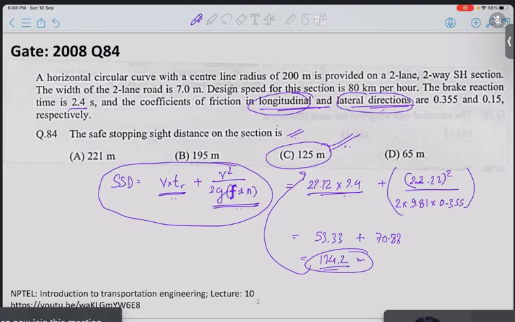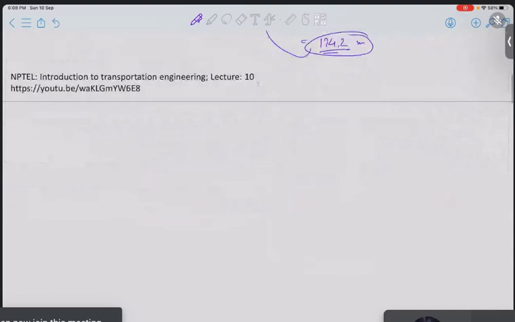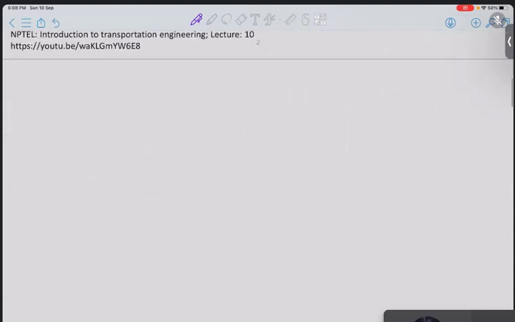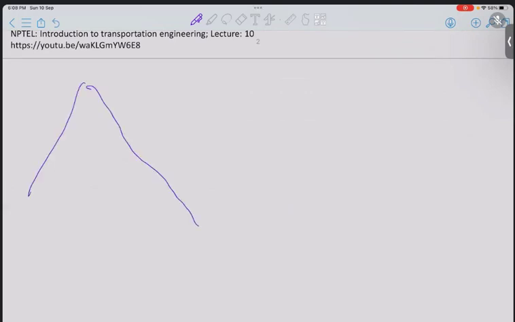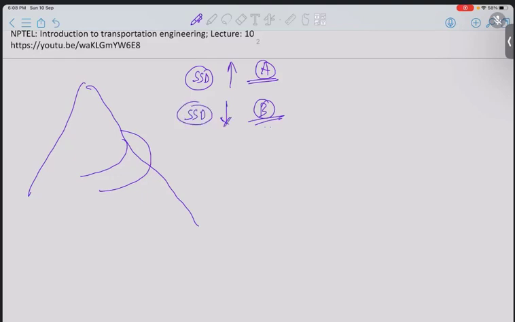So if you don't have any questions, my question to you is, let's say the same curve was on a downhill. This is a mountain, and the curve was like this on that mountain. Then what do you think, will the stopping sight distance be more than what we previously calculated, that is option A, or will it be less? What do you guys think?